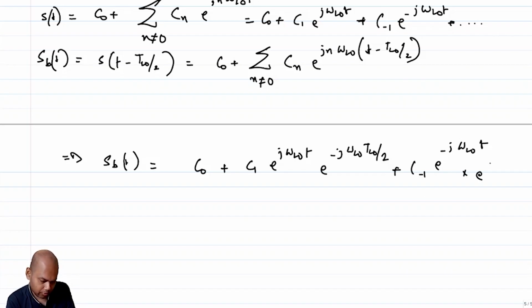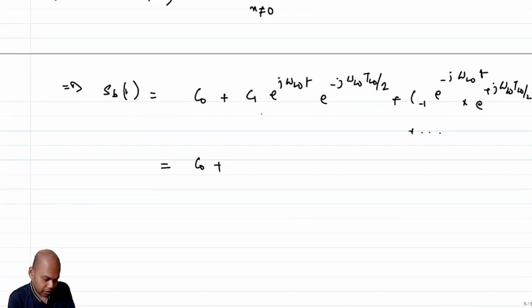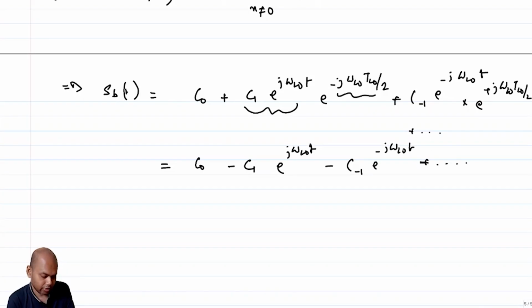times e to the power plus j omega LO T LO by 2 plus higher order terms, which is nothing but C0 plus this term remains as is, but this is e power j minus pi, which is essentially minus 1, right? So this becomes C0 minus C1 e power j omega LOT minus C negative 1 e power minus j omega LOT plus higher order terms, right?